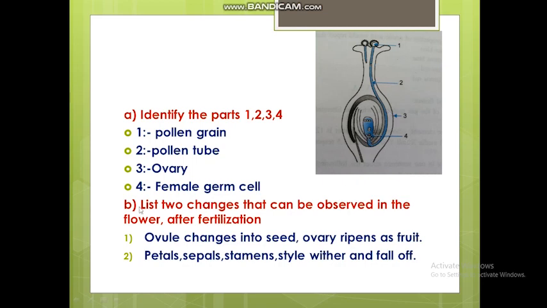Here the second question is, list 2 changes that can be observed in the flower after fertilization. The 2 changes are, ovule changes into seed and ovary ripens as a fruit. Petals, sepals, stamens and style, they wither and fall off.